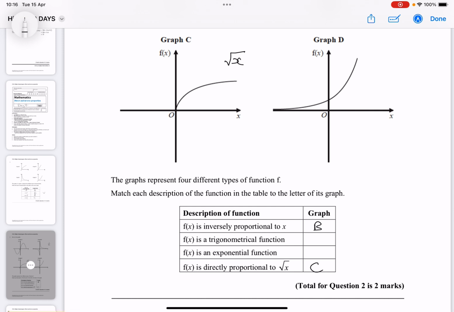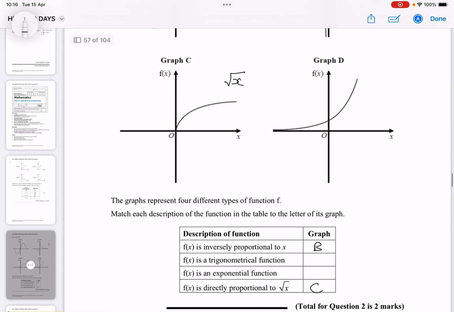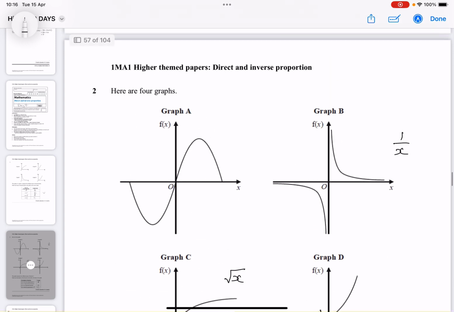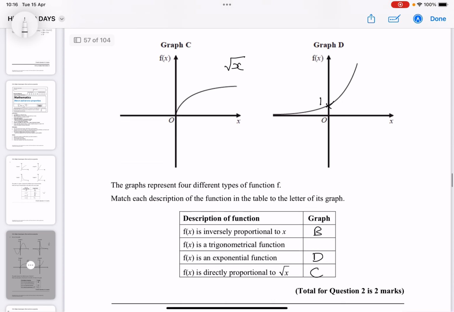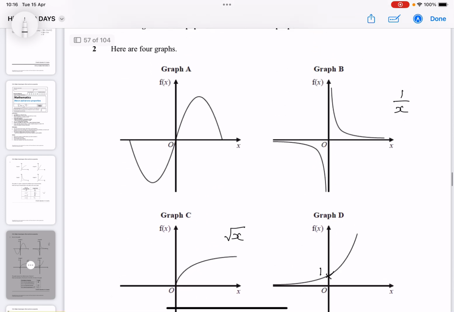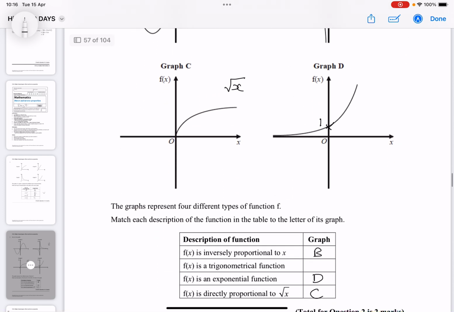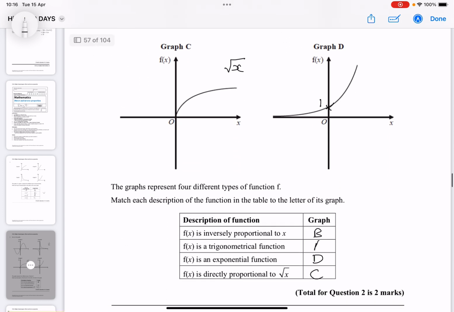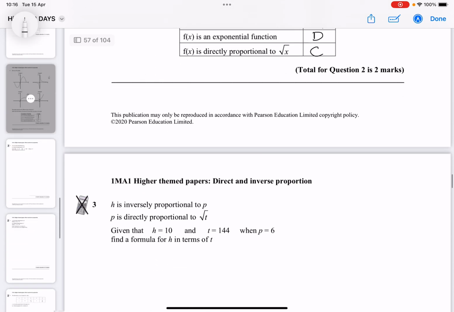The exponential is D, so this is D, and this point here is generally 1. And you note the graph goes up very quickly. And finally, this is a trig graph, possibly the sine of x. So anything curved like that, or cyclic like that, is a trig graph.